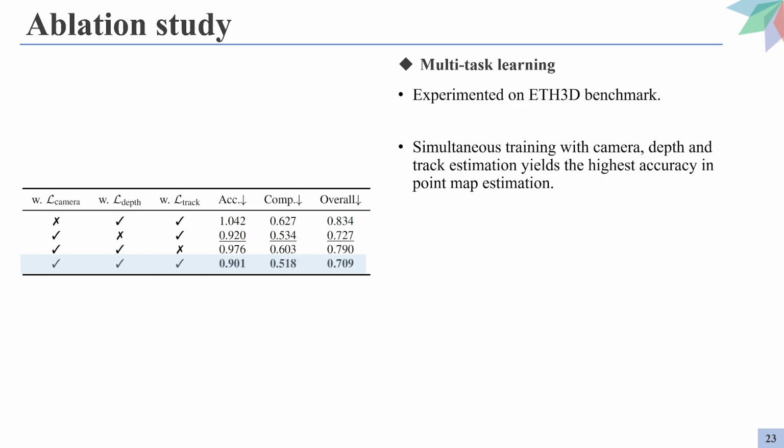The next ablation evaluates the impact of multitask learning. Training the model simultaneously on camera pose, depths, point maps, and tracking results leads to significantly better point map accuracy than training any of the tasks individually. This shows that the tasks reinforce each other and help the model build a consistent 3D understanding of a scene.